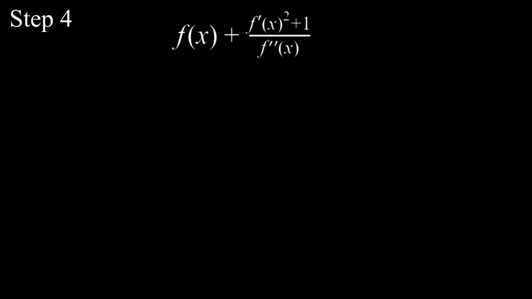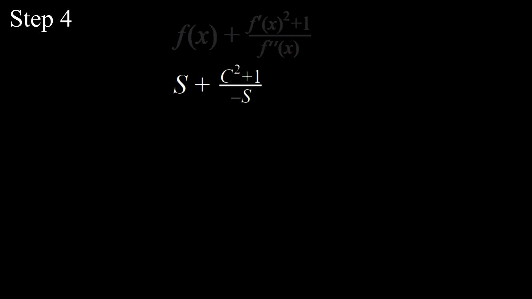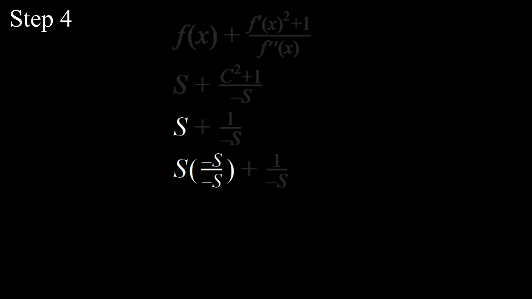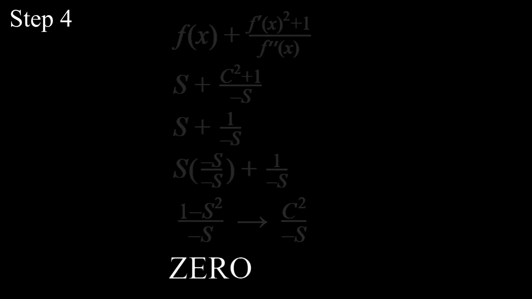Now, let's acquire the y value through step 4, where the equation is f of x plus f prime x squared plus 1 over f prime prime x. Converting this with shorthand notation, we get s plus c squared plus 1 over negative s. I guess for our first we can turn the c squared to 0, leaving us with 1 over negative s. Now, next thing is multiply the first s by negative s times negative s, where it becomes negative s squared in the fraction. If you know your trig, 1 minus s squared amounts to c squared, and because we have a c squared, the entire fraction collapses to 0.